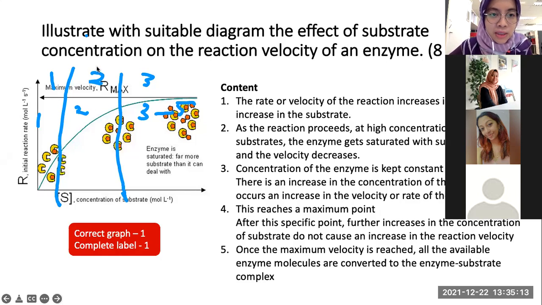So what happens next? We can see at the second phase here, as the reaction proceeds, at high concentration of substrate the enzymes will get saturated and the velocity will start to decrease, or you can say the rate of reaction becomes slower. Then you can also mention the concentration. This is increasing substrate concentration, so let's say this is 0, this is 10. What is kept constant here is the concentration of enzyme. So the concentration of enzyme is kept constant while the concentration of substrate is increased.